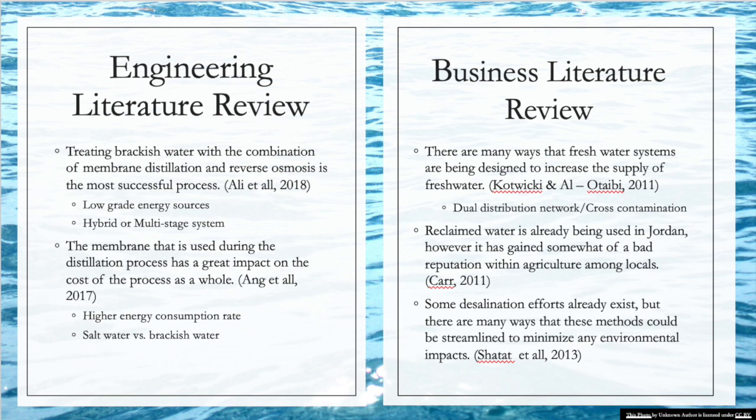Reclaimed water is already being used in places such as Jordan. However, it has gained somewhat of a bad reputation within the agriculture community among locals. This hinders desalination efforts since locals have perceptions that the water was hindering their crops. While the farmers' complaints may not necessarily be directly linked to the water quality, since there are so many other variables in their crops, most of the farmers don't have a choice in what quality of water they're using for their fields.